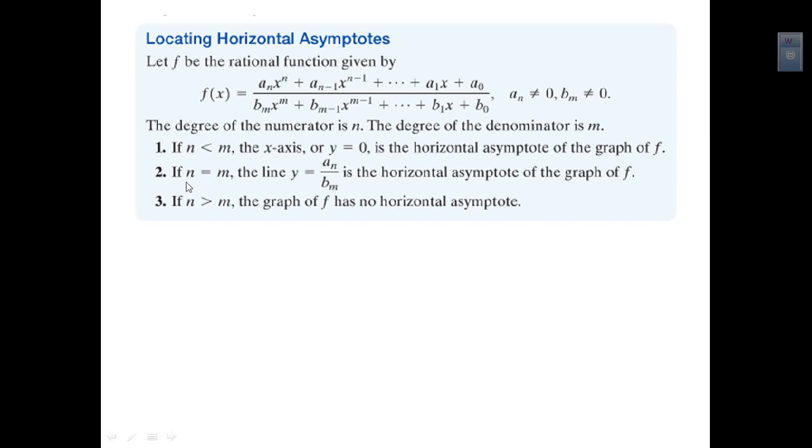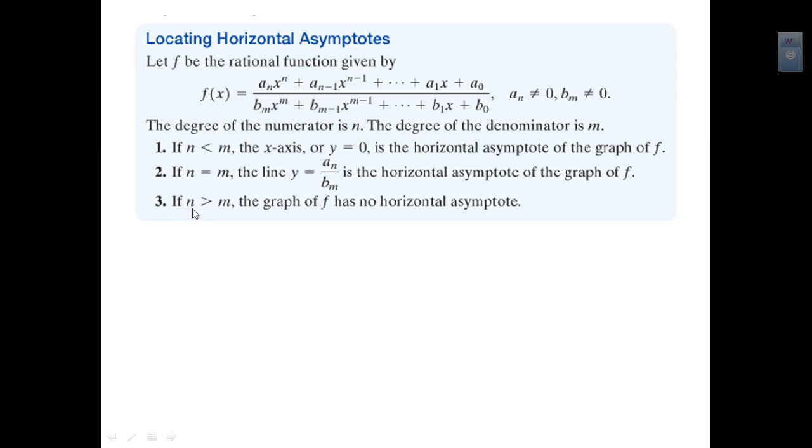Number 2, if the degree on top is equal to the degree on the bottom, the line y equals a sub n over b sub m is the horizontal asymptote of the graph of f. So what you do there is you take the leading coefficients and you make a fraction. And when you do that, that's going to give you the y value that the horizontal asymptote is going to be. But that only occurs if the degree on top is equal to the degree on the bottom.